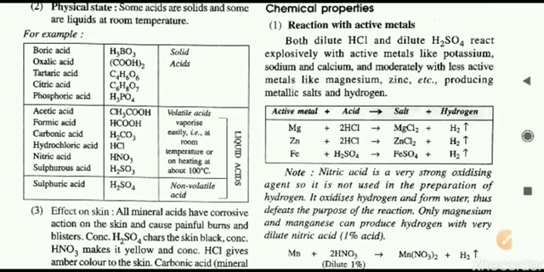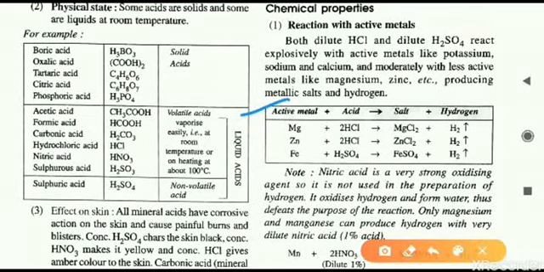The next part, we will learn now the chemical properties. Different reactions we will learn of acids. The first one is reaction with active metals. Active metals are those metals which are more reactive than hydrogen. These are based on the activity series of metals. I hope you have learned that in class 9 already.